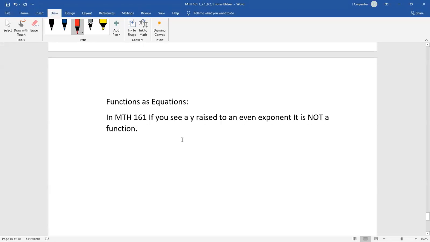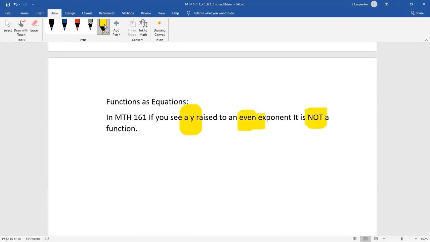But I'm going to give you a super secret, top secret hint that in our class, notice I said in our class, this is not true in the world because in the world there's much crazier functions. But in our class, if I give you an equation and I ask you if it's a function or not, the answer is yes, unless you see y. Now, it doesn't say anything raised to an even exponent. It says y, not x, y raised to an even exponent, then it's not a function.